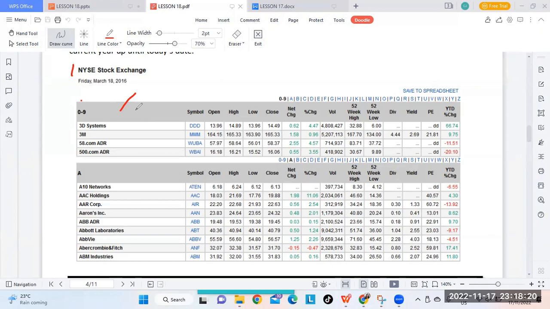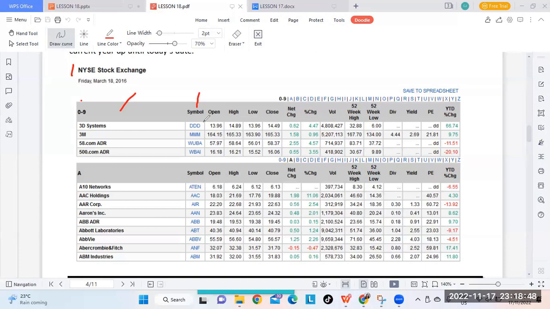And then for the column 2, okay, this is the column 2. This is the ticker symbol, the unique alphabetic name which identifies the stock. So for example, dun sa 3D systems, okay, so the symbol for that is tatlong D, TDD. Tapos dun sa 3M, okay, so MMM, alphabetic siya.